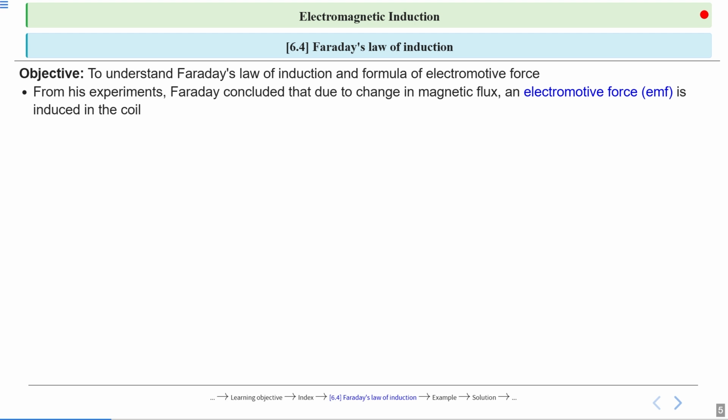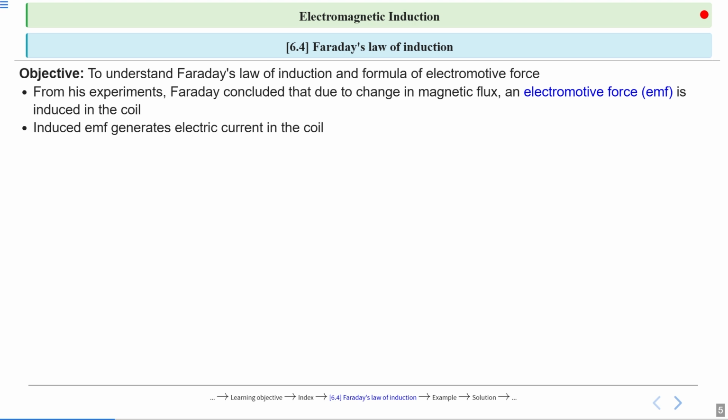Okay, and we can say current is induced. EMF is induced, due to which current is induced. So we can use these terms interchangeably. We can say EMF is induced, or we can say current is induced. However, there are some cases when EMF is induced but current is not induced. There may be some cases also, but generally, if EMF is induced, then current is also induced.